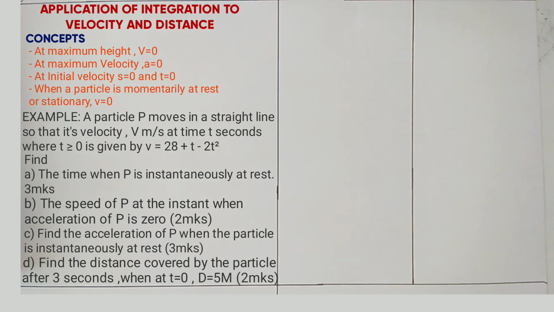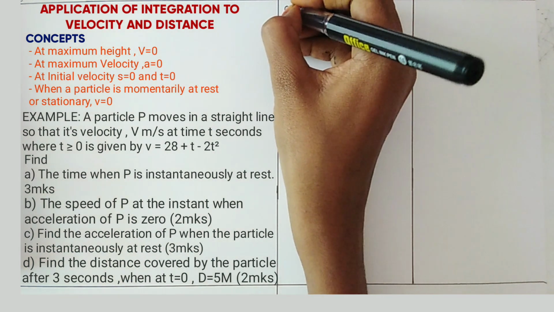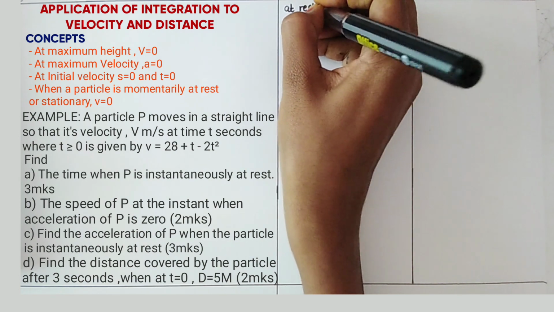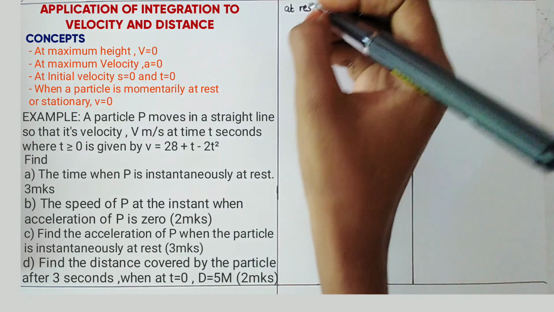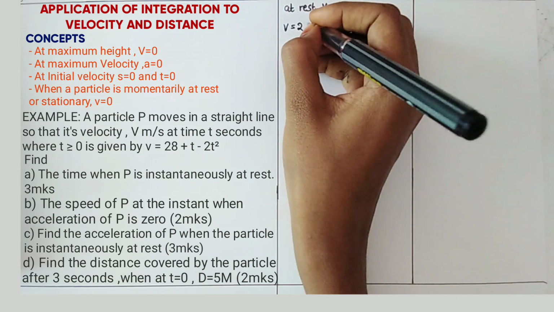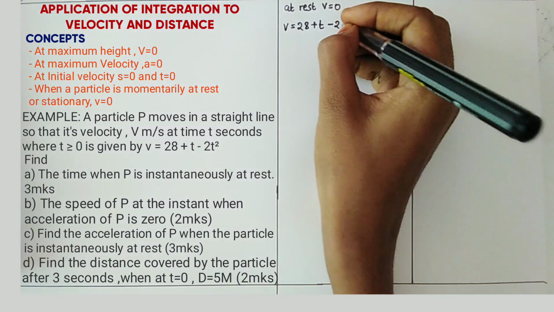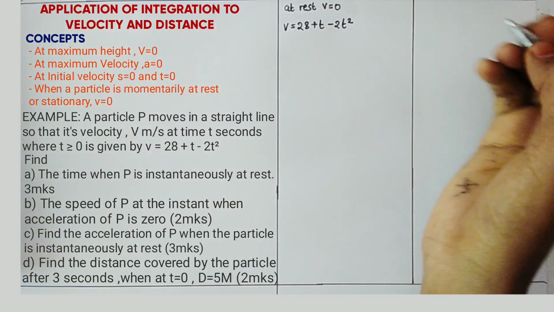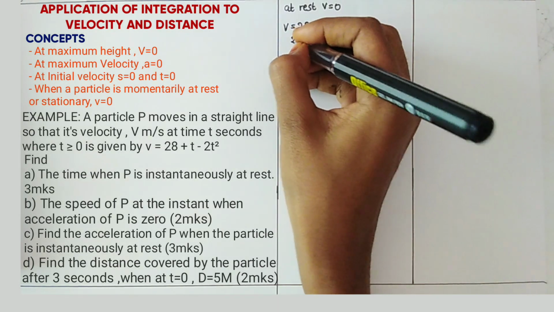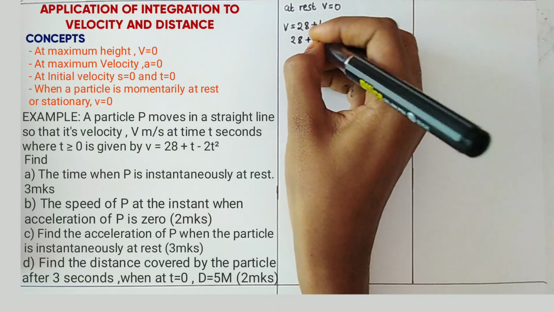So to solve this question, we look at the first part, the time. You have been told find the time when P is instantaneously at rest. So when P is instantaneously at rest, you should know that at rest the velocity is 0. That is from the concepts you have been given. At rest velocity is 0, and you have been given your velocity, which is 28 plus t minus 2t squared. So in this case velocity is 0, so you equate to 0: 28 plus t minus 2t squared is equal to 0.